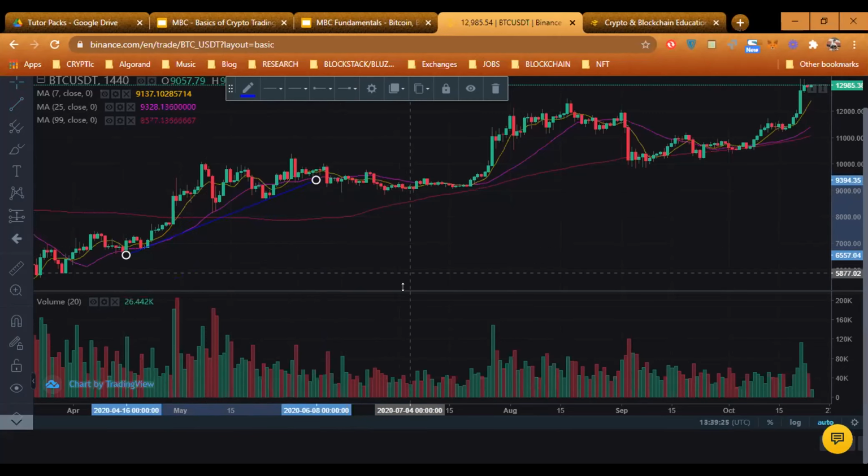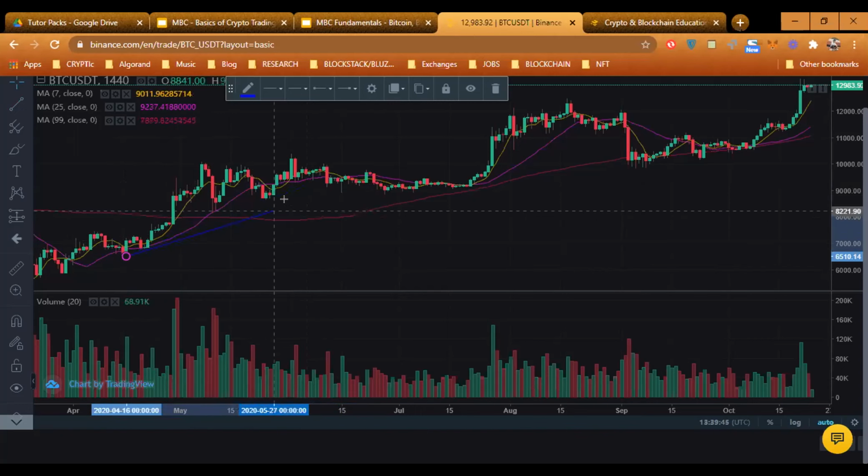I've drawn this trend line. It can be used in ascending value and also decreasing value. So no, this is not valid. This is not a valid trend line because this candle here is breaking across the line. So I need to draw it properly.